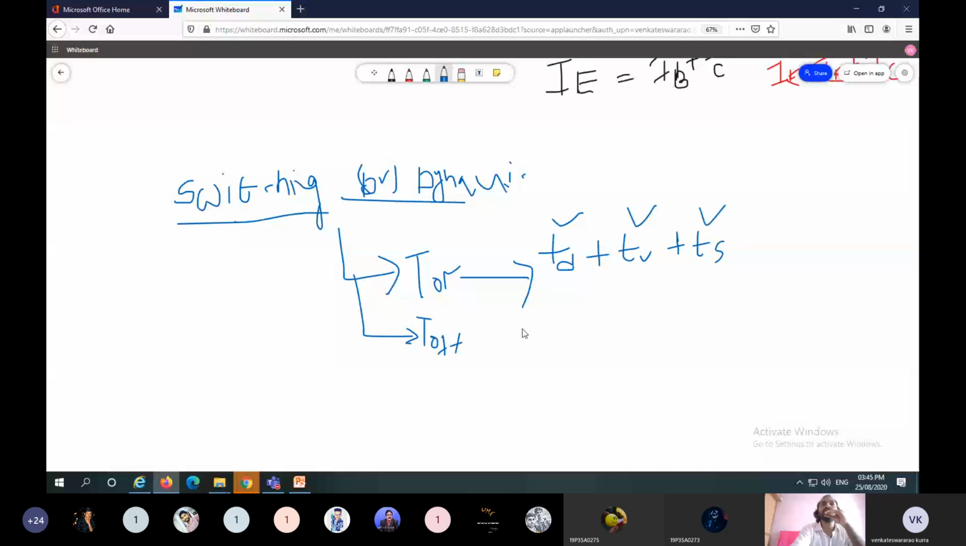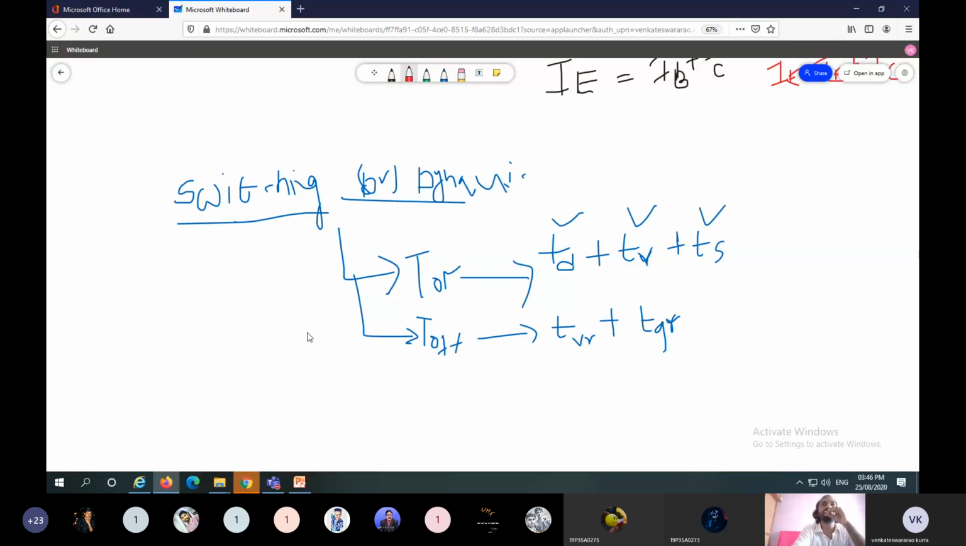Next, turn off time is also divided into two types: reverse recovery time, TRR, plus TGR, gate recovery time. So turn off characteristics are divided into two types, and turn on characteristics are divided into three types: delay time, rise time, and settling time. This one is reverse recovery time, and this one is gate recovery time. These are the switching characteristics of SCR. Switching characteristics are dynamic characteristics.